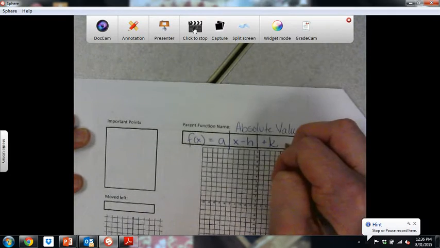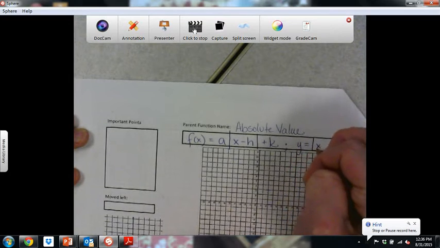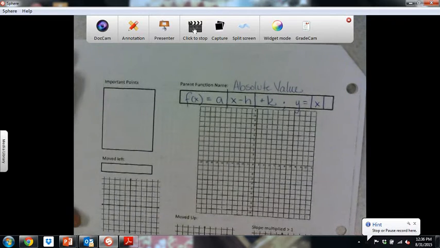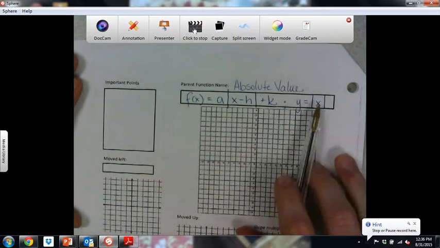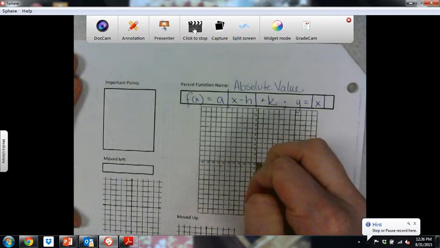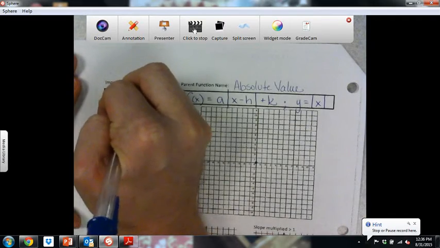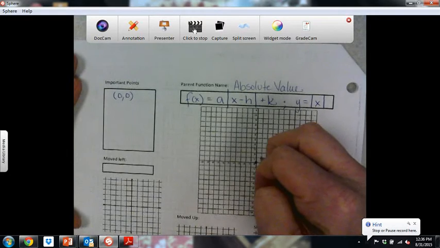Next to that, I'm going to do a semicolon and just say that my easiest one is y equals the absolute value of x. As with most of our parent functions, the absolute value function starts at 0, 0. If I plug in 0 here, the absolute value of 0 is 0, and so that's an ordered pair, 0, 0. So my starting point is 0, 0. If I plug in 1, the absolute value of 1 is 1, and so that would be here.